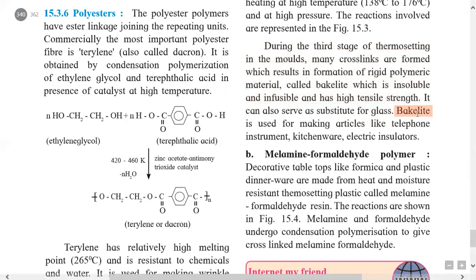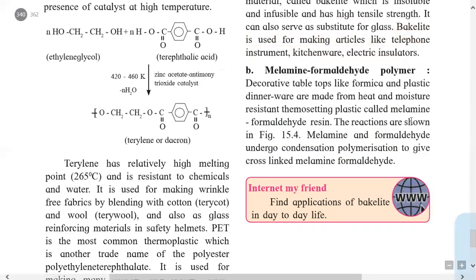Again, I will repeat the uses of bakelite. It is used for making articles like telephone instruments, kitchenwares and electric insulators. So that is about the uses of bakelite.